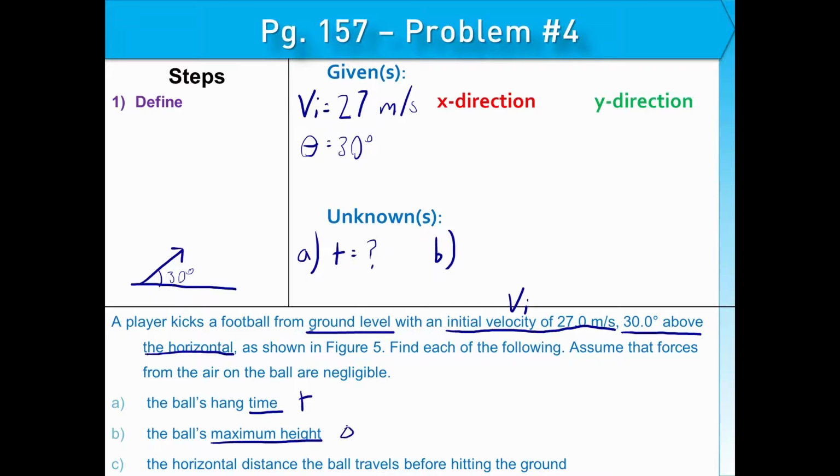So I'm looking for displacement in the y direction then. Part C, the horizontal distance. Right here, horizontal distance the ball travels before hitting the ground. So this is referring to my displacement in the x direction. Before we move on to solve the problem, we have to find the initial velocity in the x direction and the initial velocity in the y direction then. So I'll go ahead and do that next.